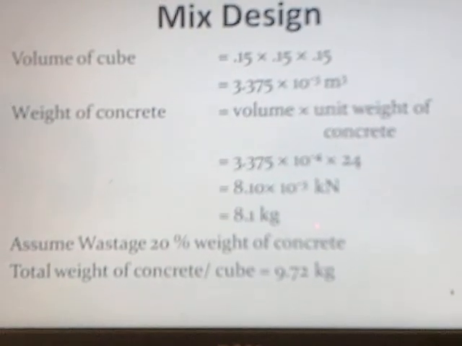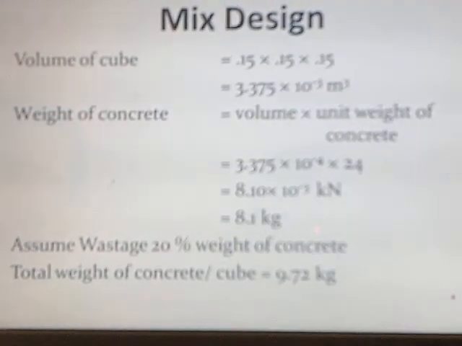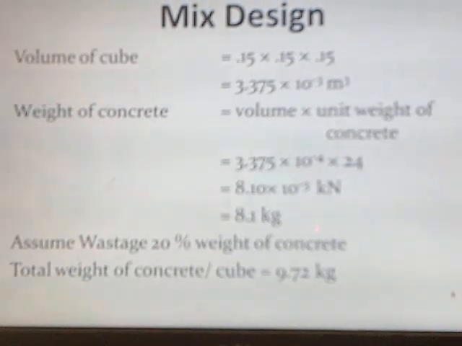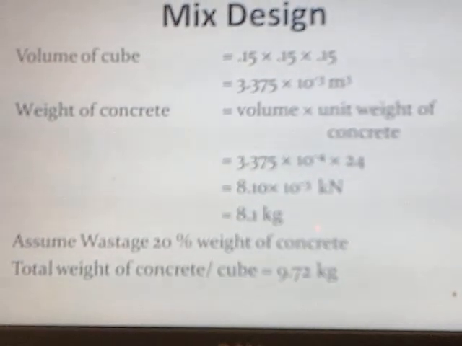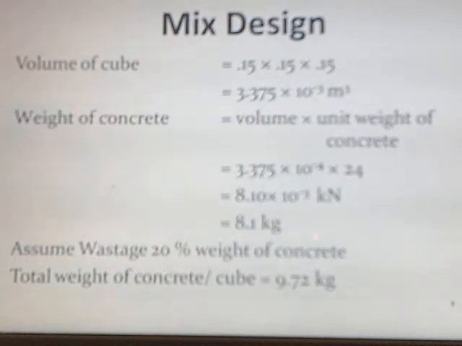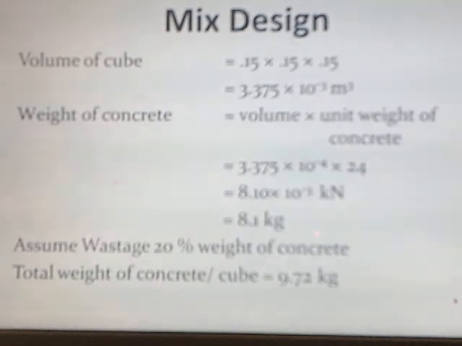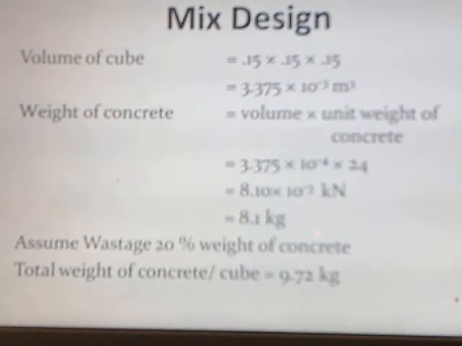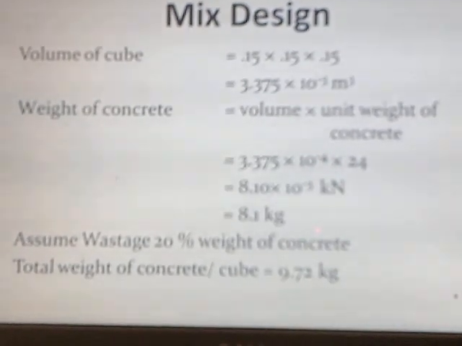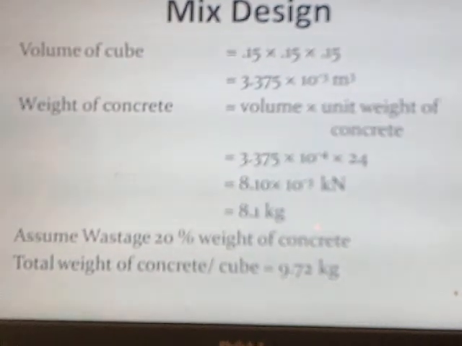This is the mix design we have calculated. The volume of the cube is 0.15 × 0.15 × 0.15, which gives 3.375, and the weight of the concrete is volume into unit weight of the concrete, which gives 8.1 kg. The wastage we have assumed is 20%, which gives 9.72 kg on the whole.